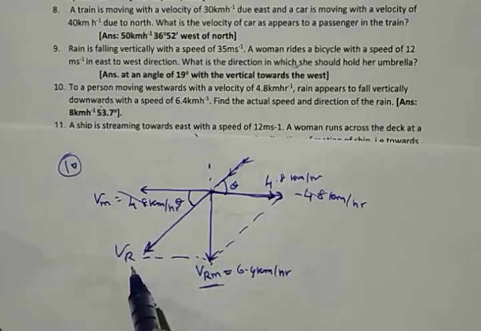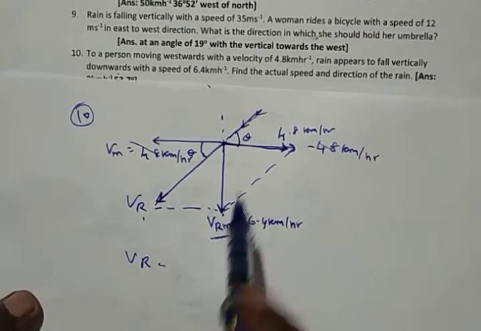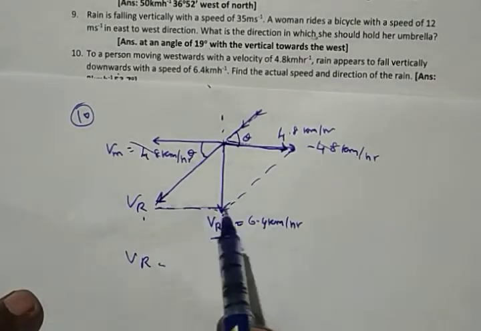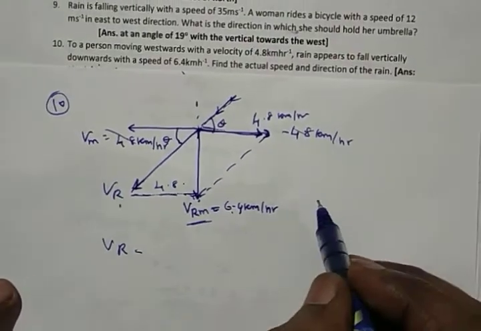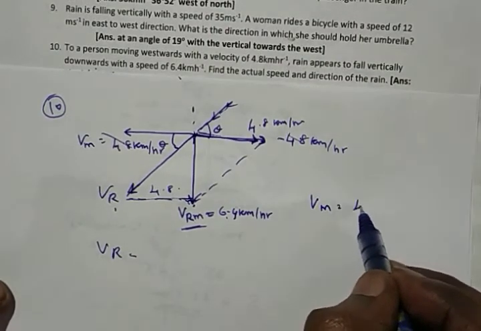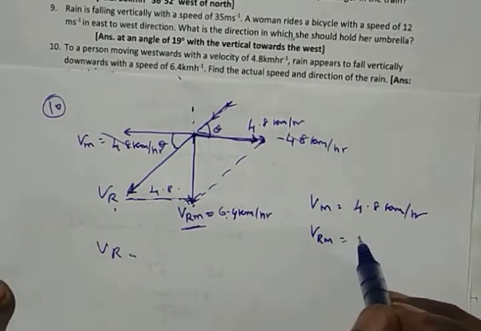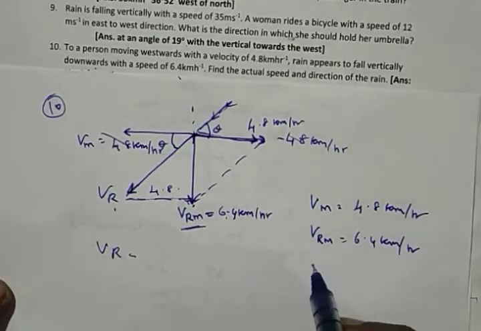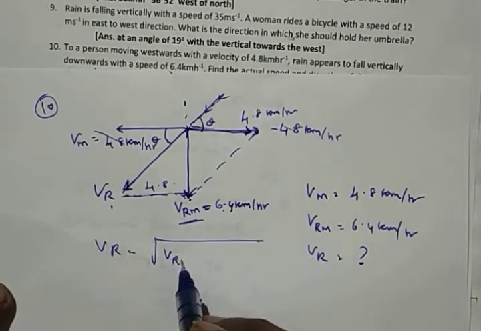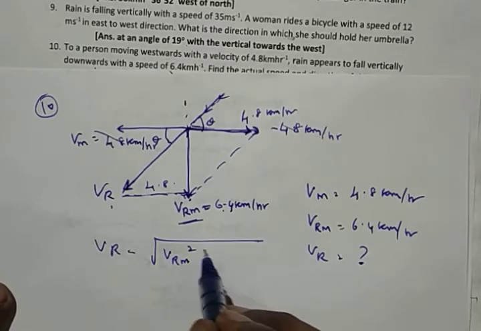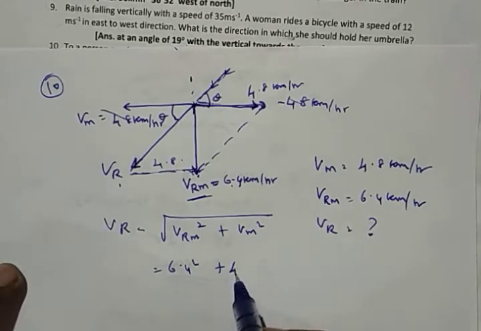So what is the velocity of the rain? Now this is 4.8, the 4.8 can come here also, and this vertical is 6.4. So here you can write the velocity of the man is equal to 4.8 kilometers per hour, and the relative velocity is equal to 6.4 kilometers per hour. And what is the velocity of rain? Question mark. So it is equal to the square root of the relative velocity whole squared plus velocity of the man whole squared: 6.4 whole squared plus 4.8 whole squared.